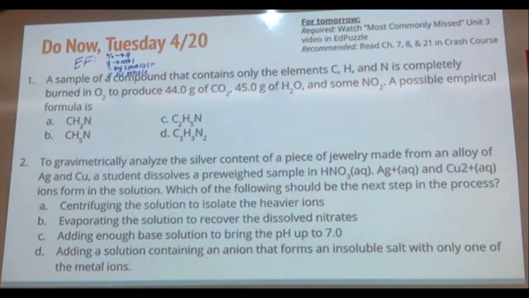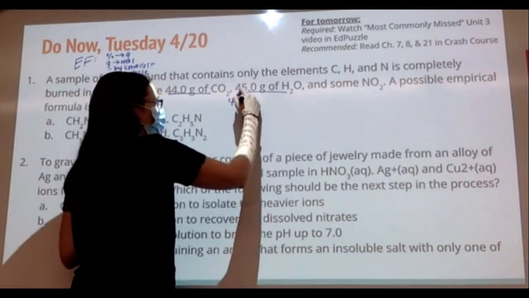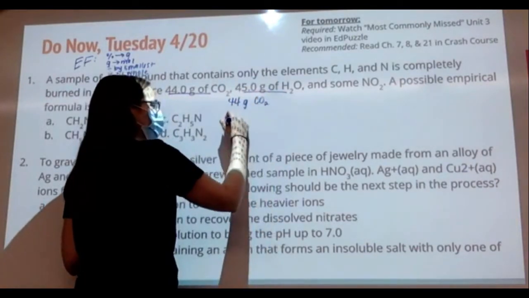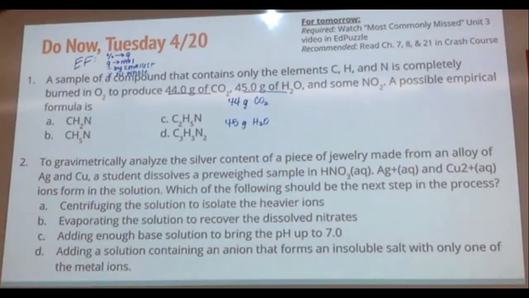Now, if we think about what they give us, this is a unique type of empirical formula question. This is a combustion analysis question. We looked at combustion analysis at the very beginning of the year, but it's just a specific type of empirical formula question. Remember, when we go grams to moles, we are going to moles of individual atoms. So we're going to start with our given information: 44 grams of CO2 and 45 grams of H2O. The goal is to get to moles of individual atoms for the empirical formula.